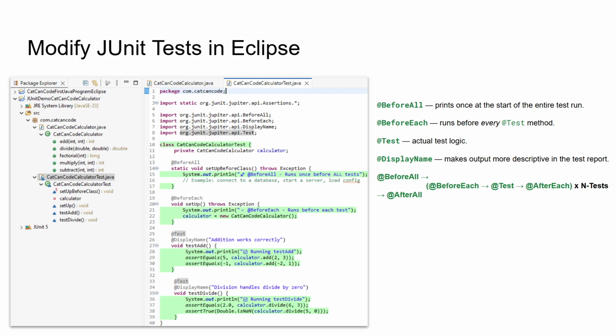All right, so I go ahead and modify my CatCanCodeCalculatorTest.java. As you can see here, I clean up the beforeAll method. This is the method that will run once at the start of the entire test run. So I print a message here, "run once before all tests." Obviously, you can do other things apart from printing, like connecting to a database, starting a server, loading configuration files, and so on and so forth. The @BeforeAll decorator is really important here because it indicates that this method will be called once at the start of the entire test run.